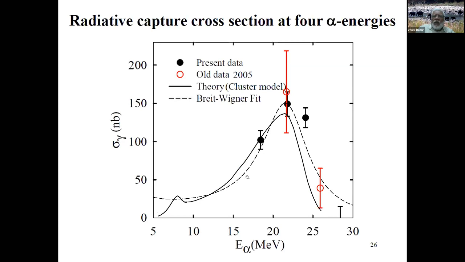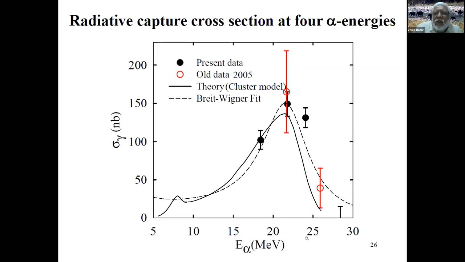And if you do a Breit-Wigner fit, which is this dashed line, this is what we did to extract the partial gamma ray width on the resonance. This was a very simplistic approach, no doubt, but this is what we did for the paper, at least, pending a more sophisticated analysis by specialist theoretical people. And the cluster model plot is, of course, shown here in the thick black line.